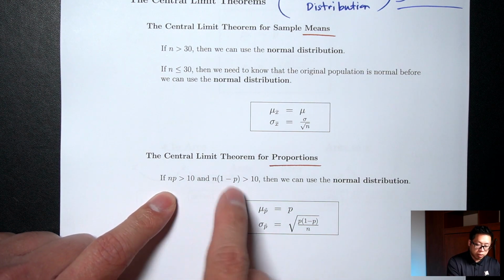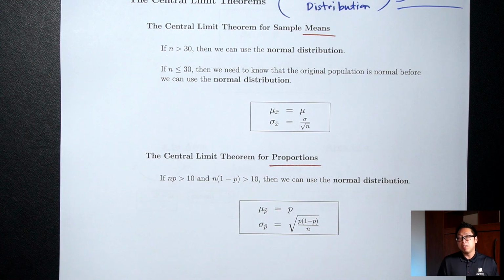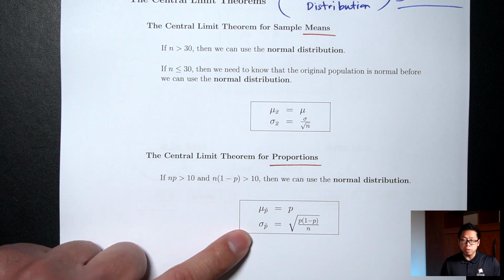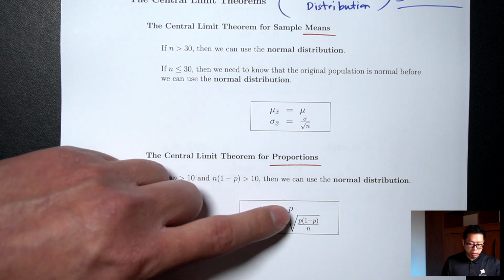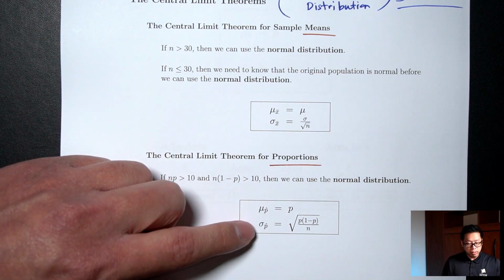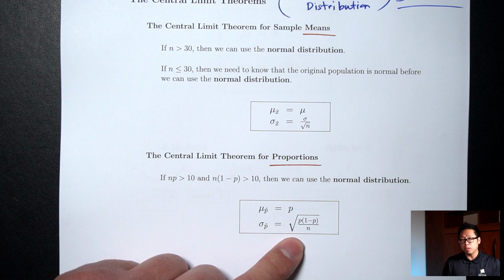So if those two things are met, then yes, your sample size is big enough, and yes, you can use the normal distribution. And then in the box here, this is telling you what mean you should use and what standard deviation you should use when you use the normal distribution. So the mean you should use is the population proportion. The standard deviation you should use is this big square root formula.